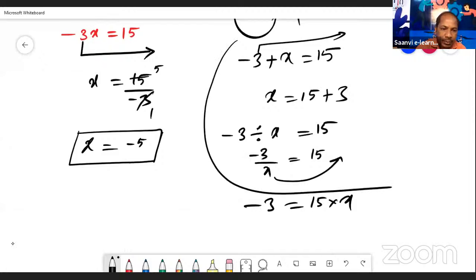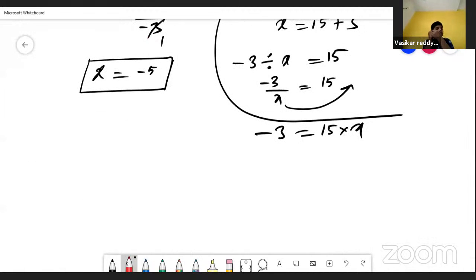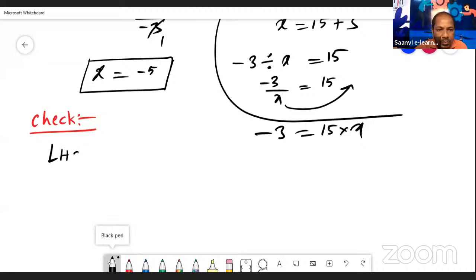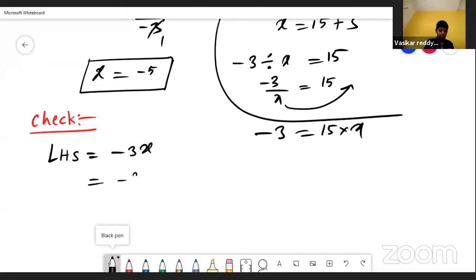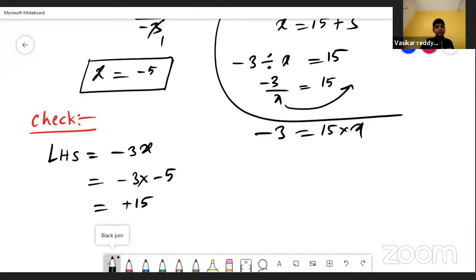Now check whether it is correct or wrong. Take LHS. LHS is equal to minus 3x, which means minus 3 into x. The value of x is minus 5. So first of all, minus into minus is plus, and 3 into 5 is 15. So the LHS value we have got is plus 15.